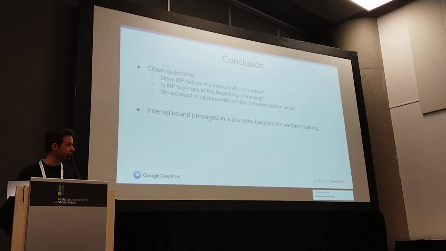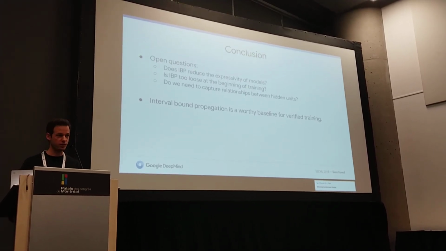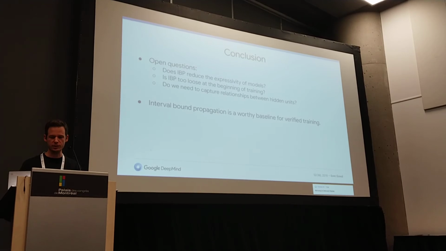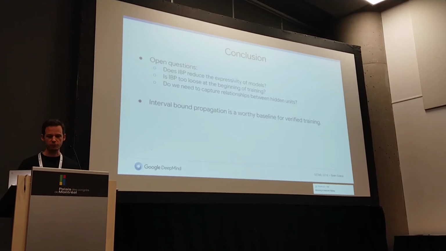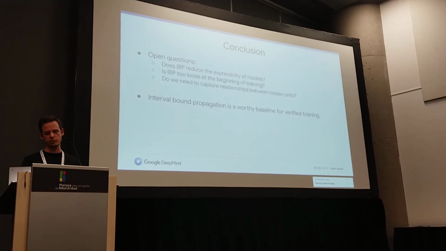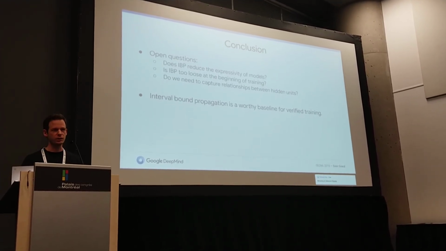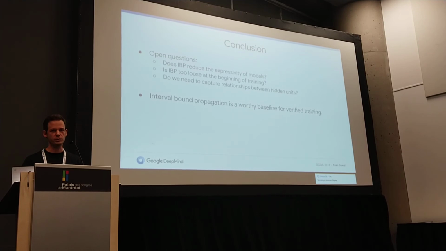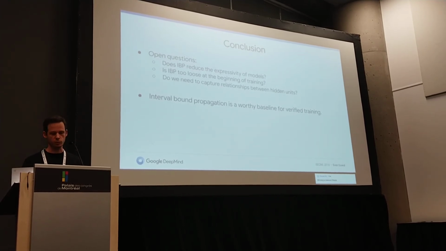So I'd like to conclude with mainly 3 questions. So the first one is, does IBP reduce the expressivity of our models? In the sense that if we force the model to be verifiable under this interval bound propagation strategy, are we losing in terms of expressivity of our models? Can we compensate for it by adding more capacity?